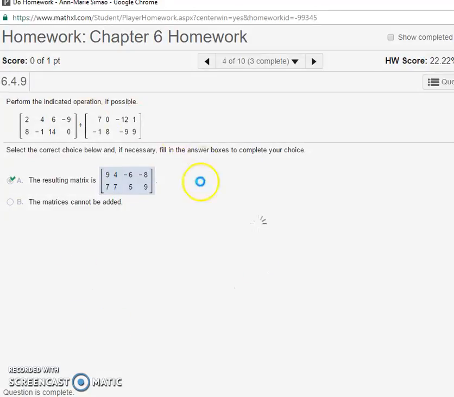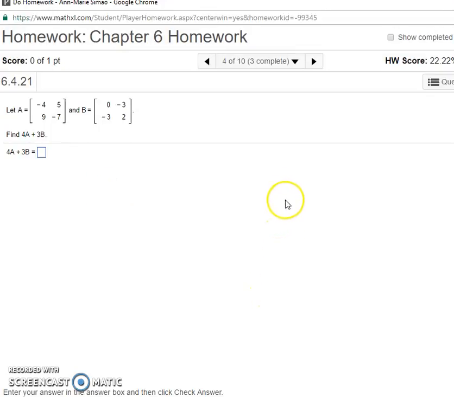So what they want you to do is you're going to do the same pieces. What we need to do on something like this, you have to multiply 4 times A. This is a scalar. We need to multiply everyone in the first matrix by 4. So the first one, 4 times -4, 4 times 5, 4 times 9, 4 times -7. That will be 4 times A. Then you multiply everybody in the second matrix by 3, and then you can add them together.